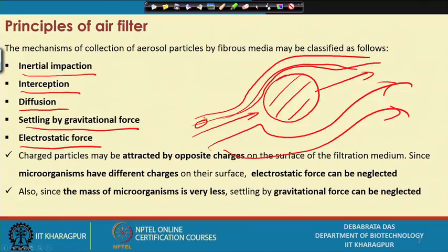Now, if you increase the velocity of the air, then it will have more inertial force, and due to Newton's first law of motion, it tries to maintain the same path, and when it maintains the same path, slowly it will deposit on the surface of the fiber. This is called inertial impaction.